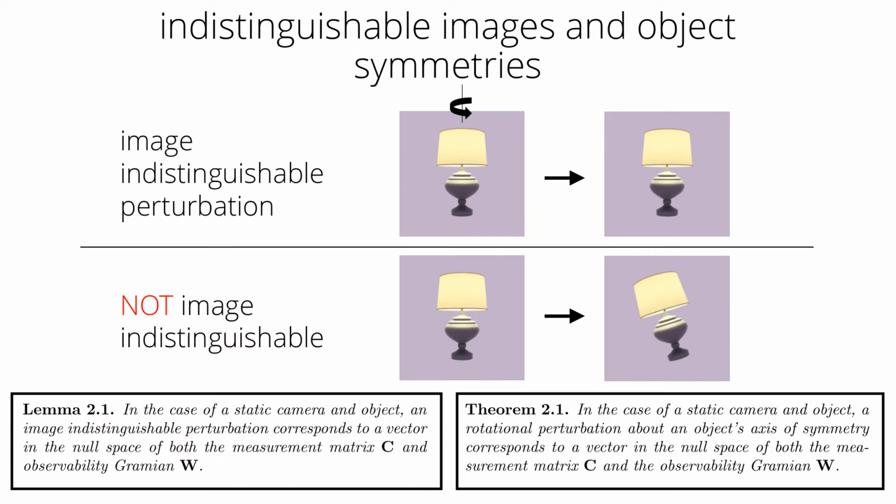The last thing we do in this section is define an idea which we call an image indistinguishable perturbation, which is a perturbation of the object for which the image does not change. So we formalize this idea using a lemma and theorem. We say that in the case of a static camera and object, an image indistinguishable perturbation, and more specifically, a rotational perturbation about an object's axis of symmetry, corresponds to a vector in the null space of both the measurement matrix C and observability gradient W.